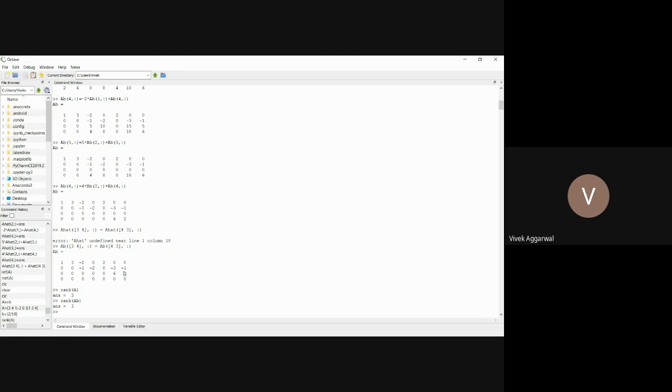Now there is an inbuilt command to find the row reduced echelon form. In the row reduced echelon form, this is a non-zero pivot, and all the elements in this column will be 0. So minus 2 will also be 0. Like here, this is the pivot element, so instead of minus 3, I will get 1. That is called the row reduced echelon form. So there is an inbuilt command for it, and I want to find this one.